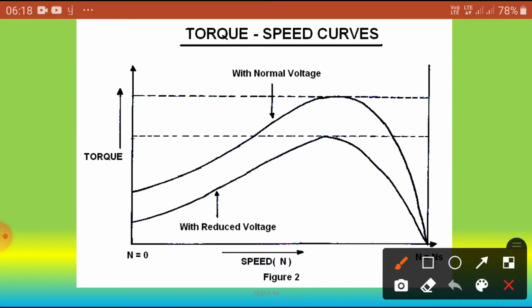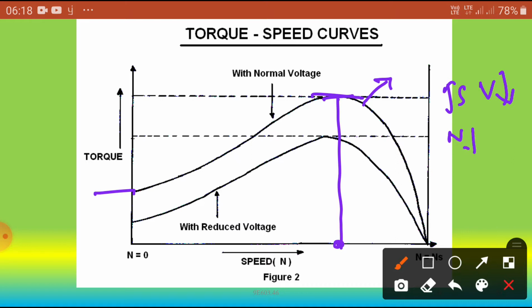In the previous case, dear students, under normal conditions without any reduction of supply voltage, the maximum torque is produced at this speed. This is the starting torque, and this is the maximum torque. Now in the second case, once the supply voltage is reduced, the slip has to increase. Slip increases, speed decreases. You can see the speed is decreased. N equals 0, and n equals the synchronous speed ns.